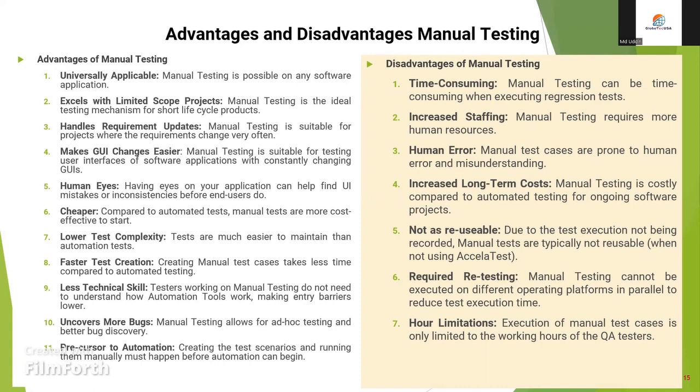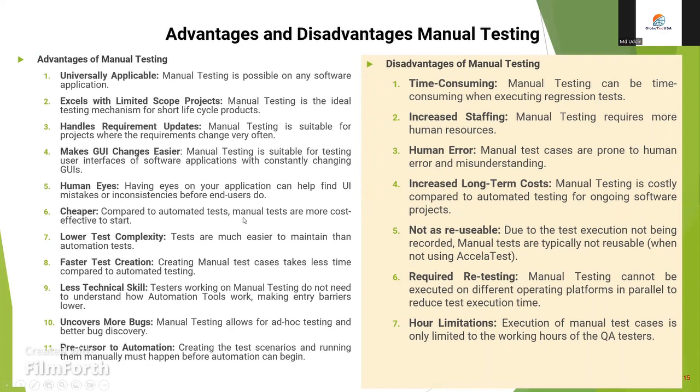Wherever the project has frequently changing requirements, manually it's easier to handle. And it makes GUI changes easier. If there are any GUI changes, you can test the user interfaces manually. Having human eyes on your application can help you find UI mistakes before the end user does. With automation it's a little difficult, but manually you can see the differences with your eyes, whether the box is big or small or the same, those kinds of things.